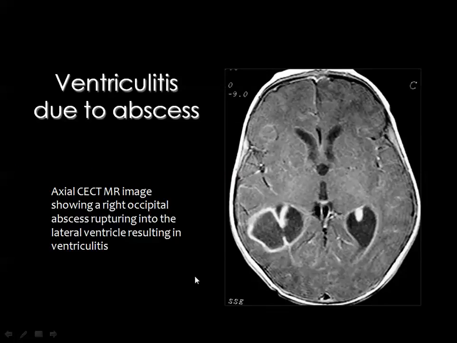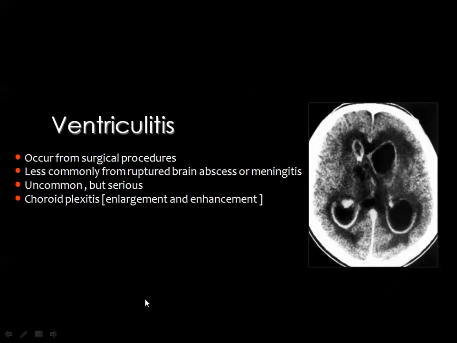And this is an example of an abscess in the right temporooccipital area that has extended to the ventricle, resulting in inflammation of the ventricular wall, and this is evident bilaterally with enhancement of the affected ventricles. And this is also a case of ventriculitis with enhancement of the ventricular wall, and the ventricles are dilated.